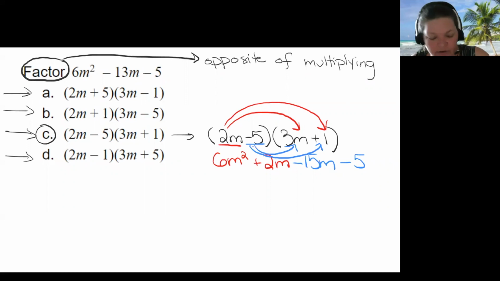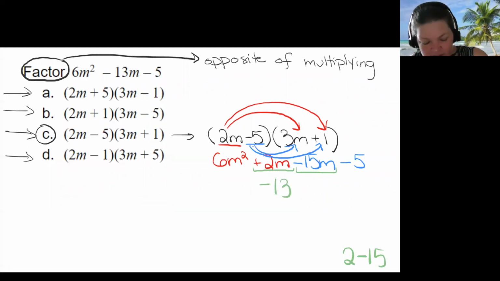Beautiful. And that would give me -5. So now I have this expression: 6m squared plus 2m minus 15m minus 5. And it is not simplified yet. I can still combine these like terms. What would positive 2m minus 15m give me? And you can do it in your calculator if you need to. Positive 2 minus 15, -13m. And I'm adding and subtracting m, so I will still have m's. Drop my 6m squared, drop my -5.